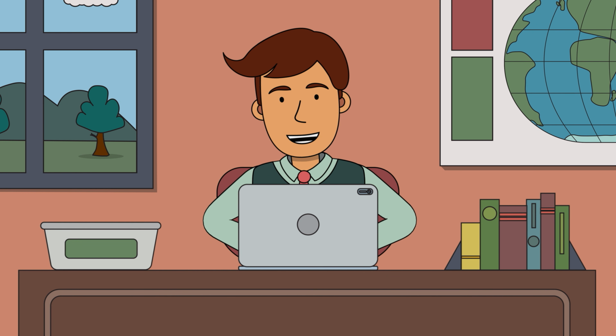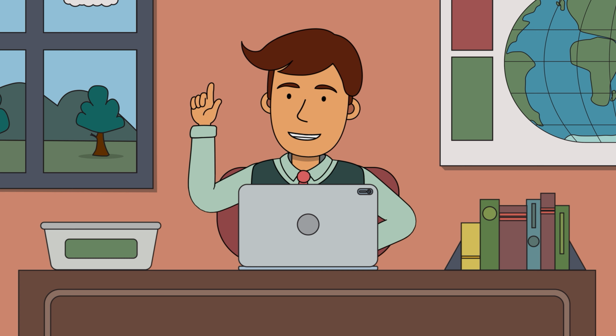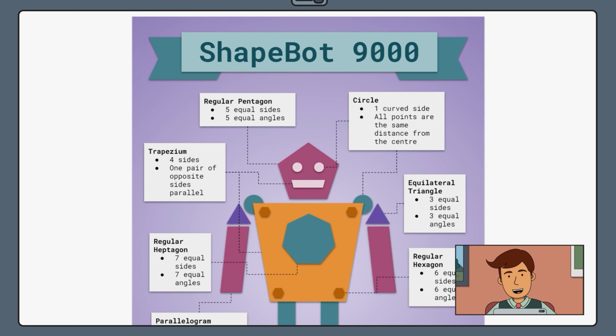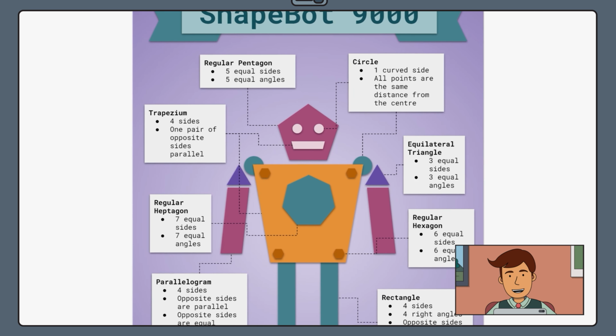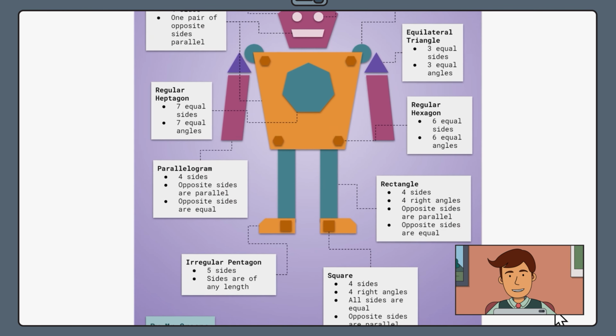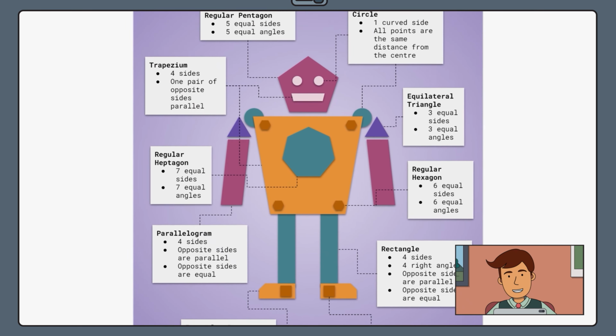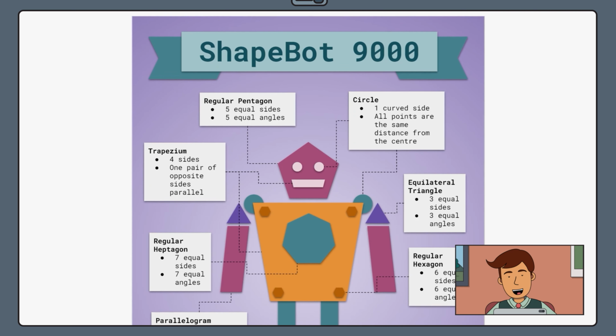Today, we're going to use two-dimensional shapes to design an awesome robot in Google Drawings. This is our robot, the ShapeBot 9000. Now, the shapes that you use to design your robot are totally up to you. But you do need to be able to name each shape and identify some of their properties, like we've done here. We recommend using between 5 to 10 shapes throughout your entire design.